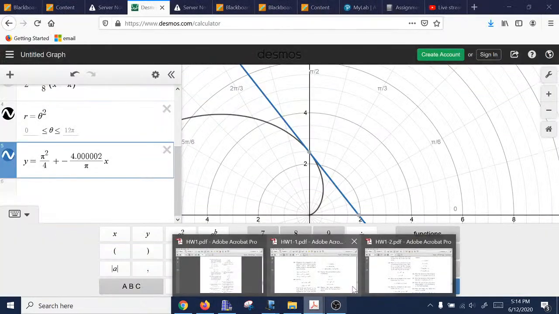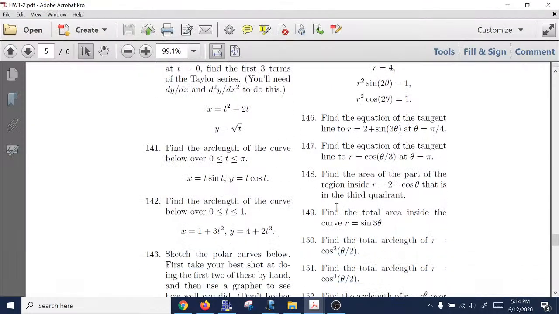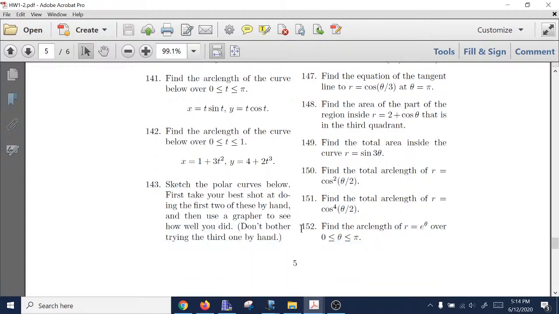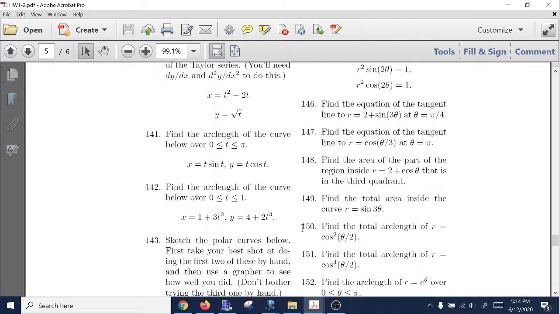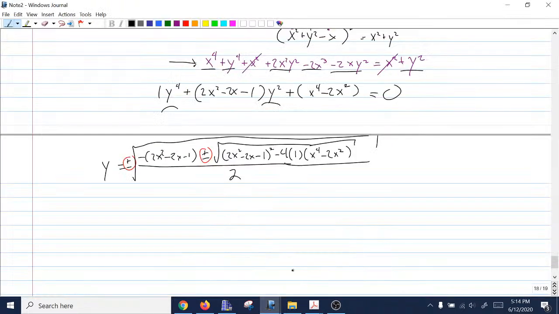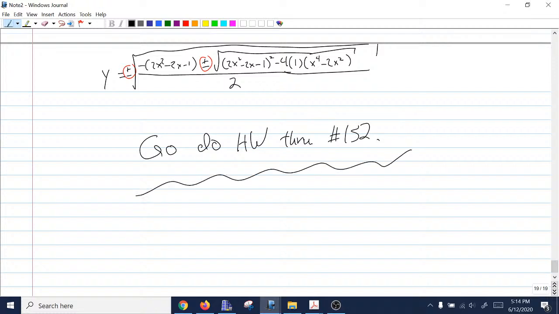Do I have the homework up? You can now do everything through arc lengths, everything through 152. Go do homework through number 152. Have a good weekend. I'll see you guys on Monday.